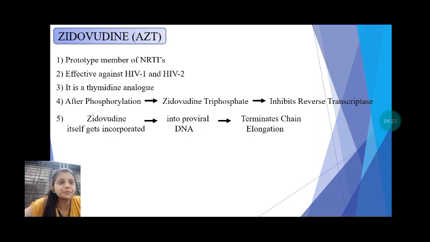It has two functions. One, it inhibits the reverse transcriptase enzyme, and second, it itself gets incorporated into the proviral DNA and terminates the chain elongation. So when phosphorylation takes place, it is converted into zidovudine triphosphate, which inhibits the reverse transcriptase. Second, zidovudine itself gets incorporated into the proviral DNA and terminates the chain elongation.